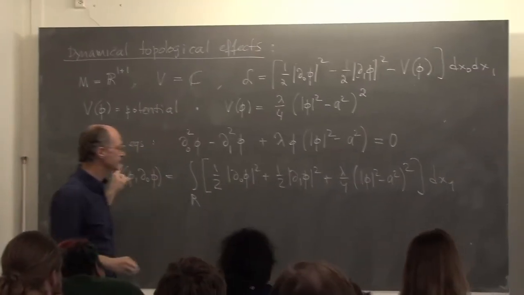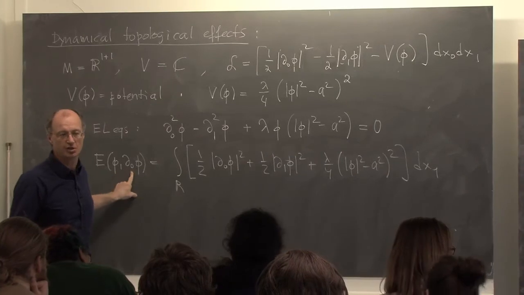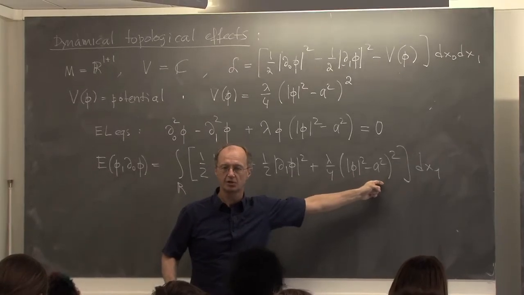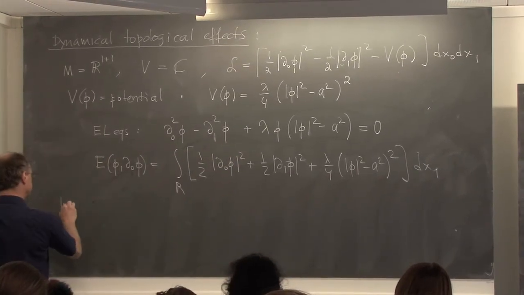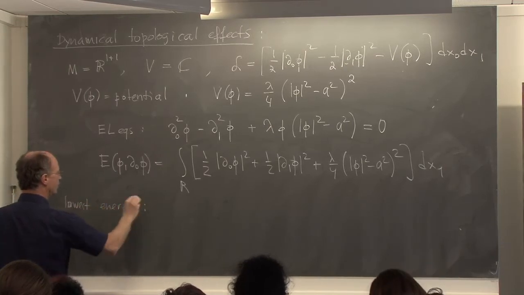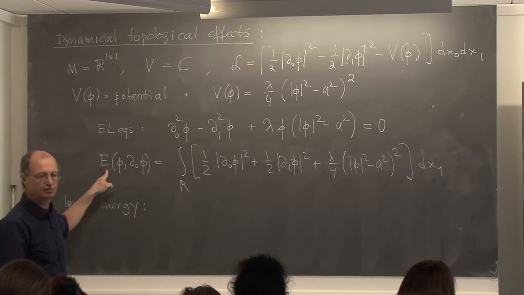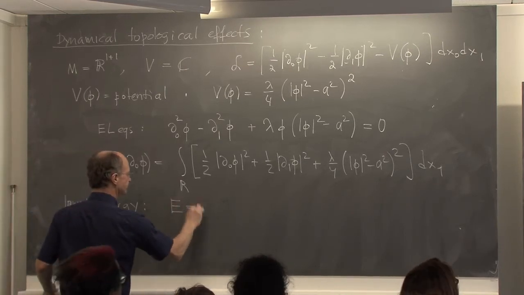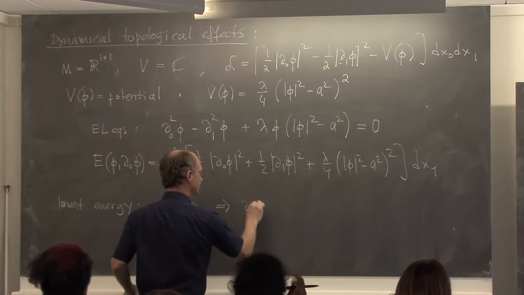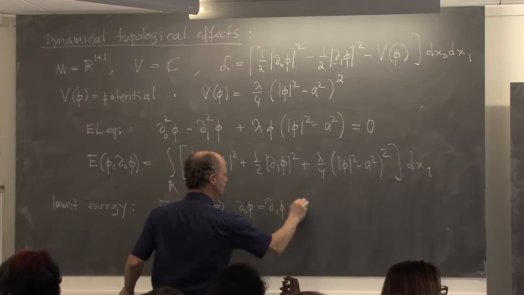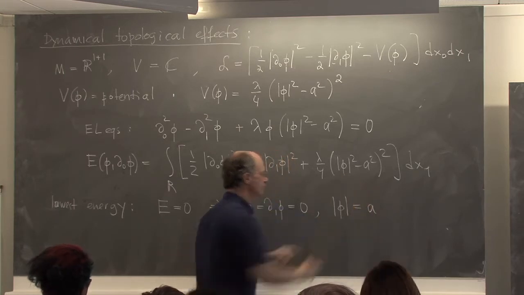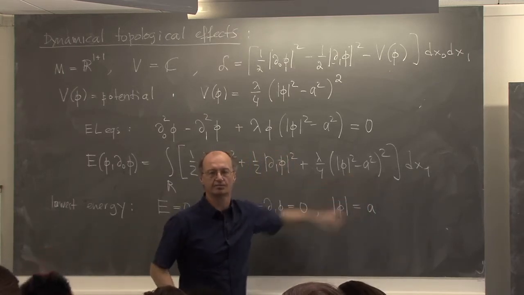Now we can also ask for solutions with lowest energy. What's the lowest energy? So here that's a sum of squares. So if you want the lowest energy, we have to have E equals 0, right? And this tells us that phi is constant, and the absolute value of phi is equal to a.